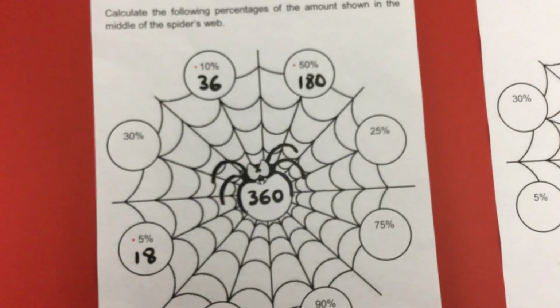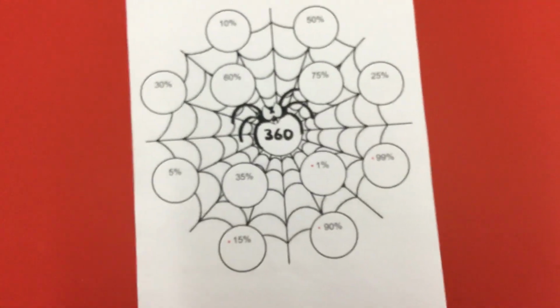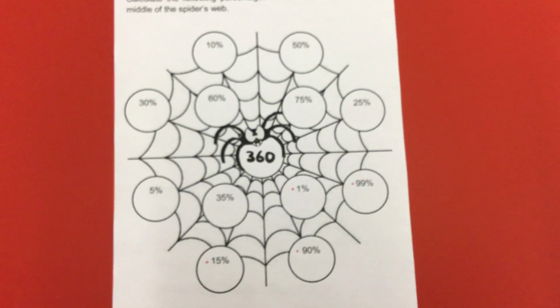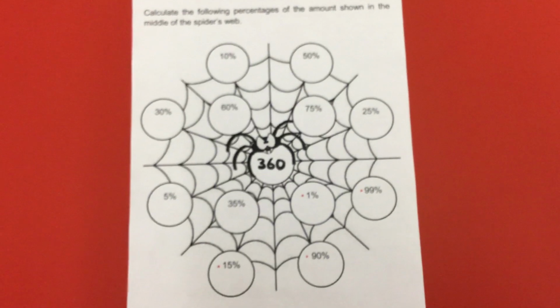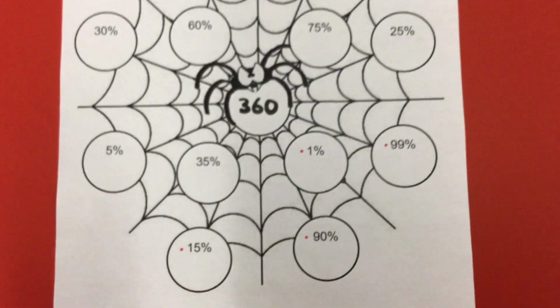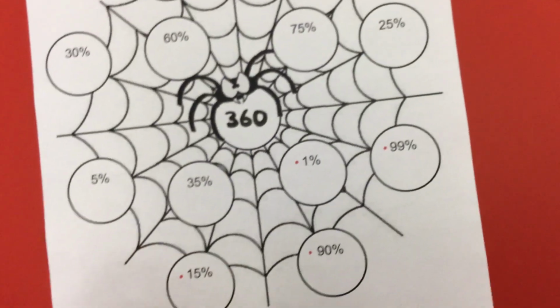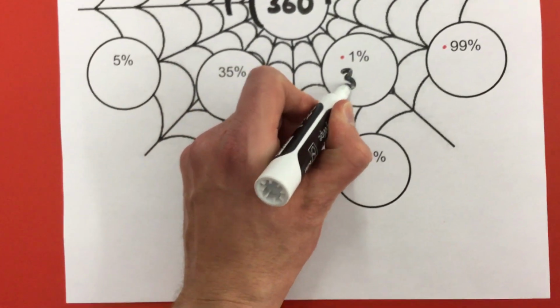And that's the first version of the sheet. The second version has more percentages again. So if you are feeling confident with that first sheet, you can move on to these ones as well. Now, 1%, we said to find 1%, we divide by 100. So 2 jumps, and that would get us 3.6.